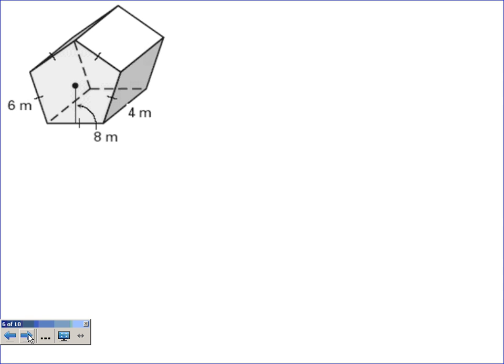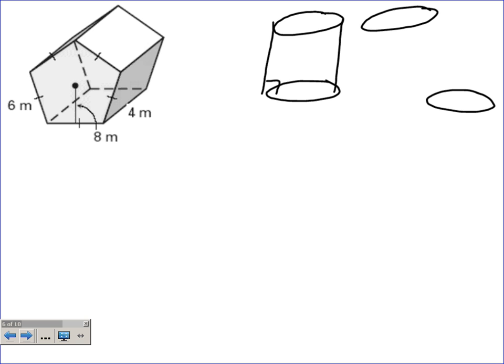If I could draw a cylinder for it, a normal cylinder would look like this, right? And this is a right angle right there. And an oblique one would look like maybe like this, where it's leaning over. So there's really not a difference?